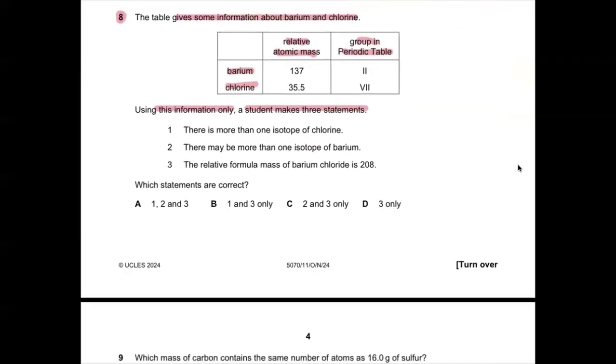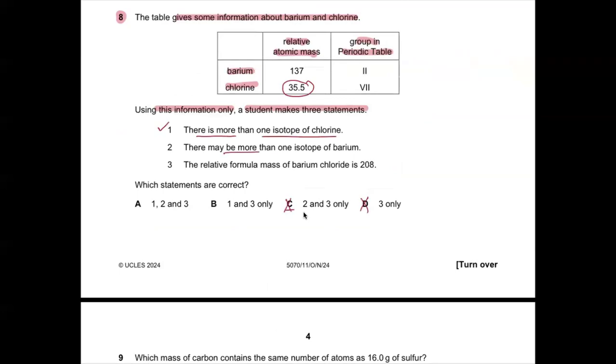Okay. So the first statement, there is more than one isotope of chlorine. Yes, because the atomic mass over here is in decimal, which indicates that the first statement is correct. And if the first statement is correct, then C and D go wrong. Is this clear to all of you?